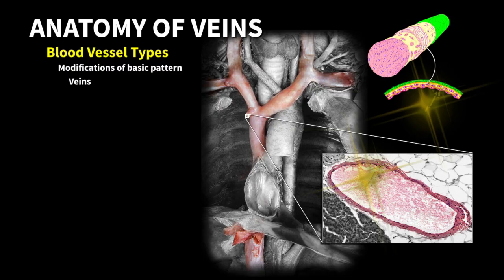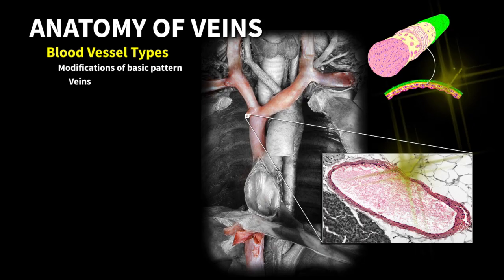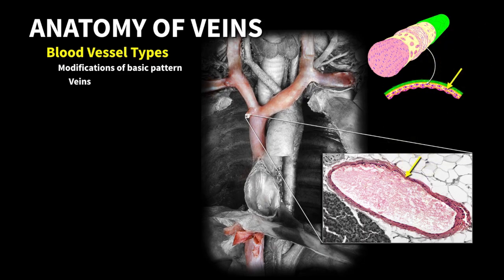The tunica interna is thin and lacks an internal elastic membrane. The tunica media is extremely thin, with little smooth muscle or elastic tissue, and no external elastic membrane. The tunica externa is typically the thickest layer of the vessel.